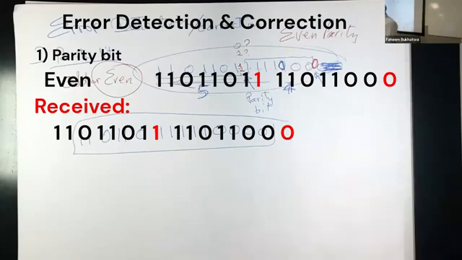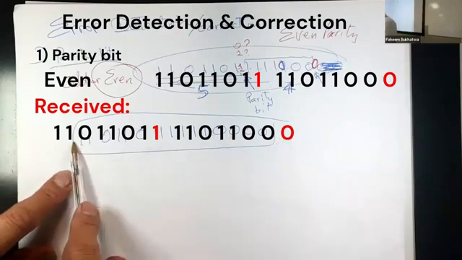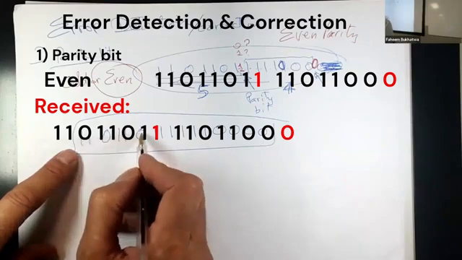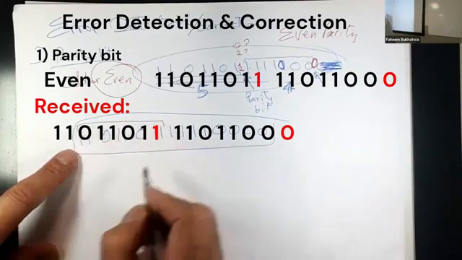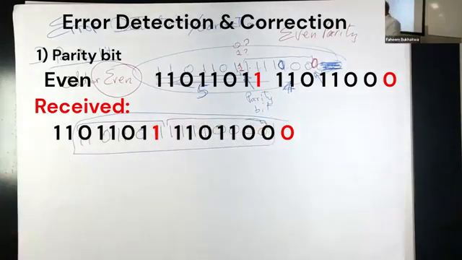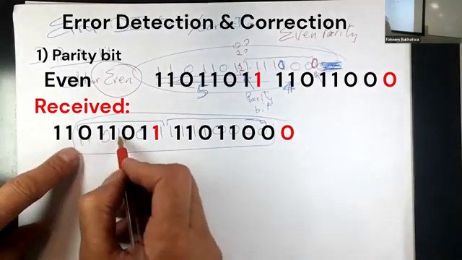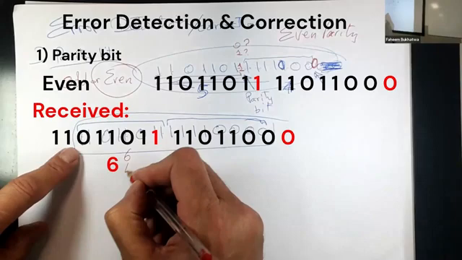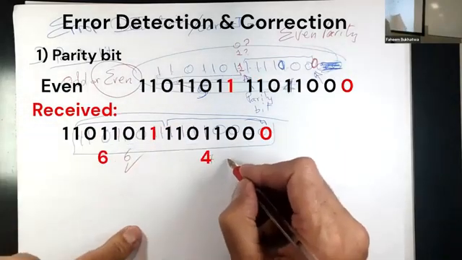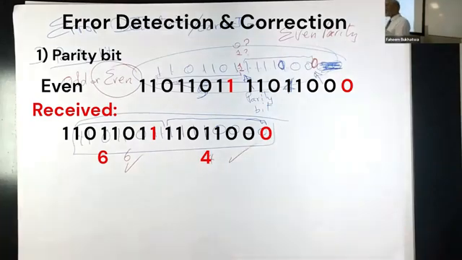If everything goes correctly and nothing changed, this is exactly what the receiver will receive. It will say, okay, let me take every 8 bits: 2, 4, 6, 8. So these are 8 bits, this is 1 byte, and there's another 8 bits. Every byte should contain an even number of ones. So it will count: 1, 2, 3, 4, 5, 6. There are 6 here, that's good. Let's count: 1, 2, 3, 4. There are 4 bits that have the value 1 in this one, and everything is perfect.